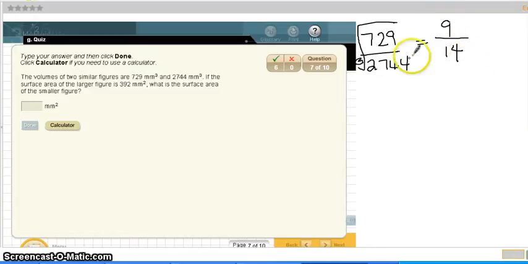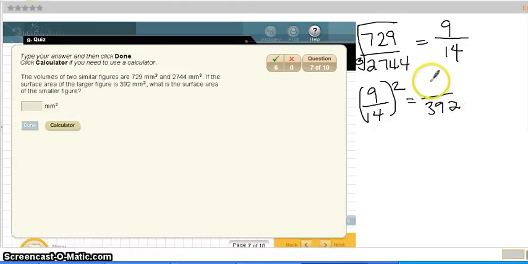Then you can set up your fraction to find surface area. Surface area is your original similarity ratio squared. And it tells you here the larger figure is 392 for surface area. So we're going to put it down the bottom here, 392 for your larger, and x in your numerator.